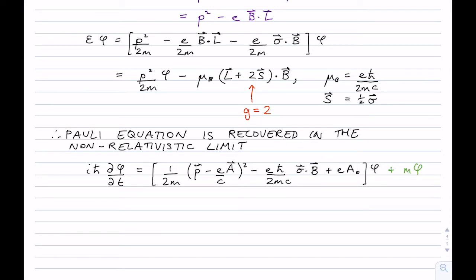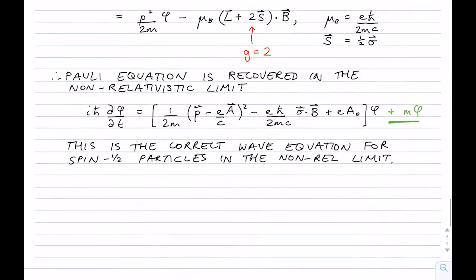And the Dirac equation gives us this bit, but that just is like a rescaling of the energy, just like what we have above. So usually we don't include the rest mass in the non-relativistic limit, but if we do include the rest mass, then we should be including it here. And so this is the correct wave equation for spin half particles.